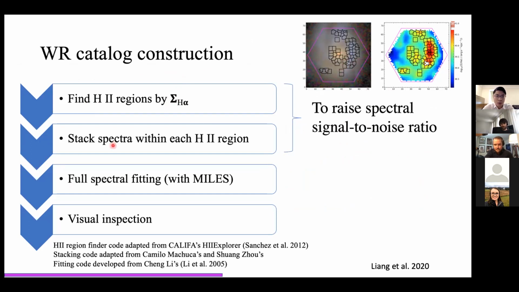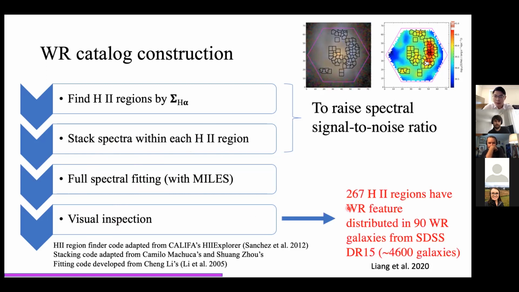And then we stack spectra within each HII region. So in this step, we raise the signal-to-noise ratio, we raise the spectrum quality. After this step, we have about 8,000 HII regions corresponding to 8,000 stacked spectra. And then we perform full spectrum fitting to those 8,000 spectra with Miles templates. And finally, we do a visual inspection of those several thousand spectra to finalize our catalog.